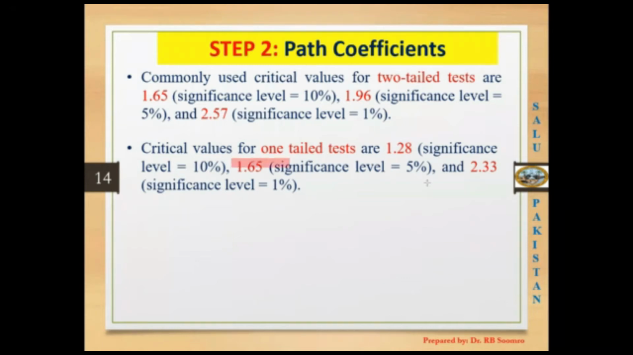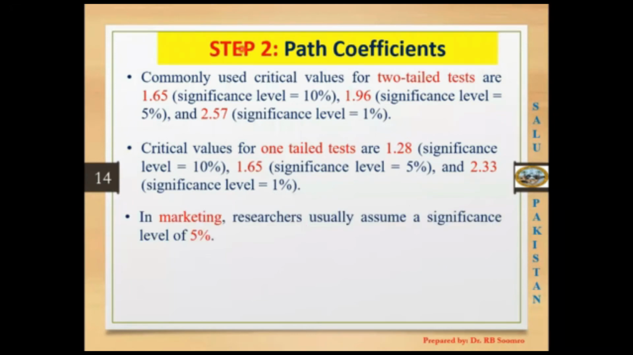In case of the 5% p value, the t value should be higher than 1.65. In case of the significance level of 1%, or alternatively we can say 99%, then the t value should be higher than 2.33. Otherwise, we can say that the relationship may be positive or negative between the two variables, but the relationship is statistically insignificant.